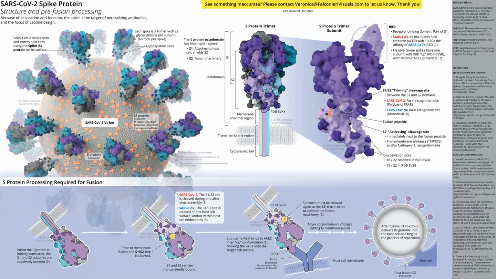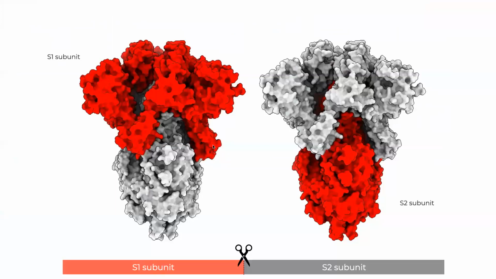And on top of that, there is the receptor binding domain. And the receptor binding domain is what actually binds to the ACE2 receptor. So this is what this protein looks like. On top, you can see the S1 subunit like a cap. And on the bottom, the S2 subunit.